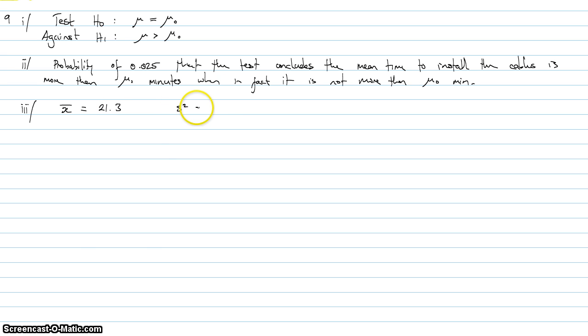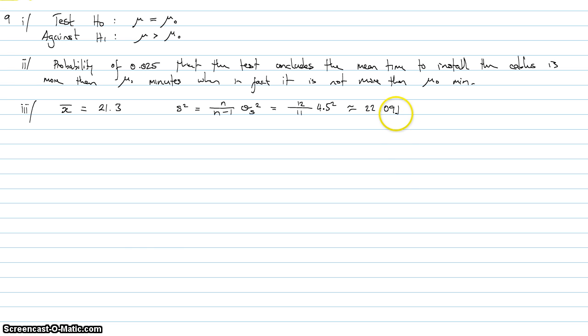What about s squared? Remember, there's a formula for it: s squared is equal to n over n minus 1 times the sample variance. We had a sample of 12, so that's 12 divided by 11 times the variance, which is just the standard deviation squared. So this number is approximately equal to 22.091.